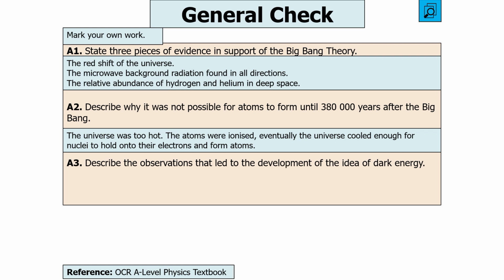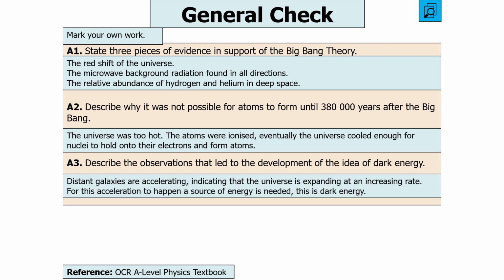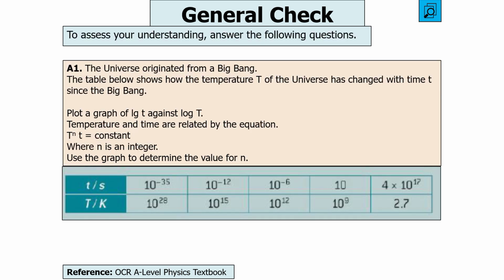Now, how do we develop the idea of dark energy? It was when we observed distant galaxies, we observed that they were accelerating away from us, indicating that the expansion of the universe was happening at an increasing rate. It was accelerating. So for this acceleration to happen, a source of energy was needed, which we consider to be dark energy.